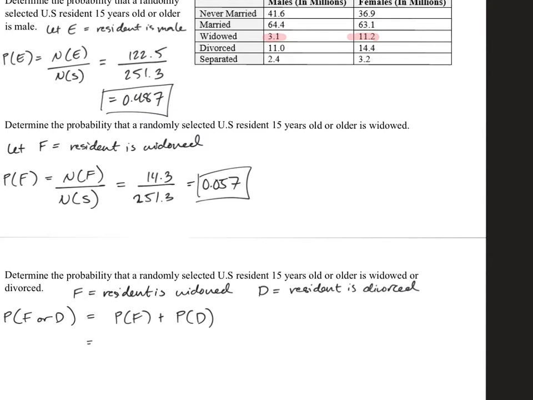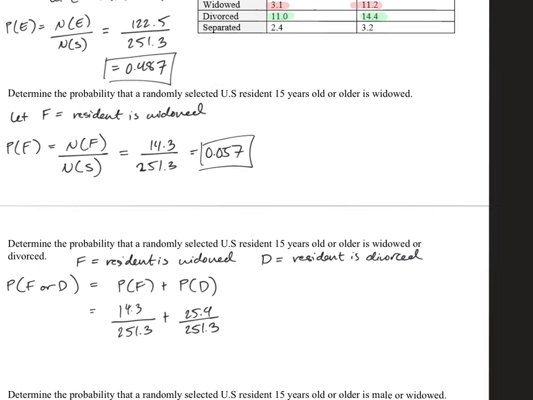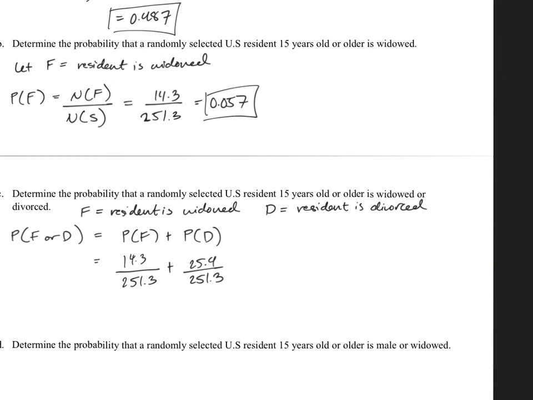And then divide that by the total number. So the probability of being widowed is 14.3, which we actually already found up there. 51.3 plus, and the probability of being divorced is 11 plus 14.4, which is going to be 25.4, divided by 251.3. So notice I skipped a small step here. I didn't write that intermediate step there, and that's okay if you skip that step. So adding them up, they have the same denominator. We have 39.7 divided by 251.3.